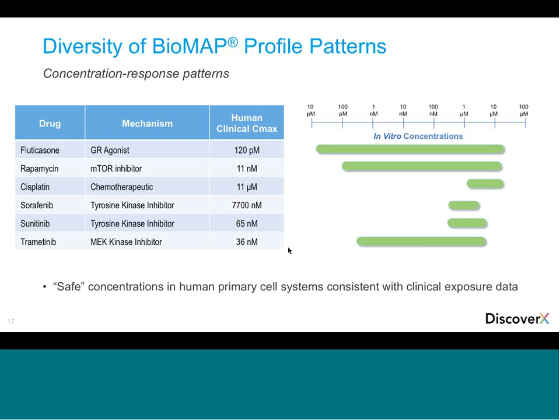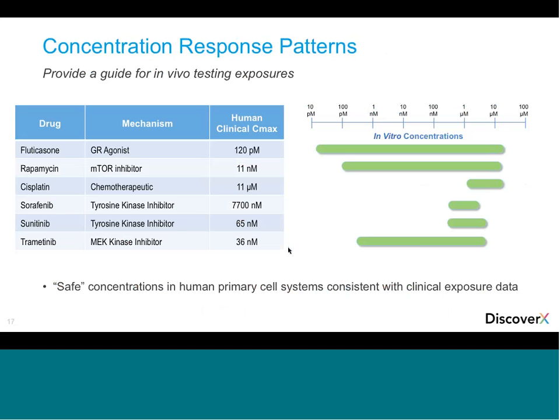And what we have been able to do is to take this concentration response pattern and start to look at how it tells us about clinical exposures. On the left here is a list of a few known drugs and their mechanisms and their maximal clinical exposures. That's the human data on the left. On the right is our BioMAP in vitro data. What I'm showing in green are the concentration ranges for each one of these drugs at which the compound gives an active profile in BioMAP systems in the Diversity Plus panel and is non-cytotoxic.